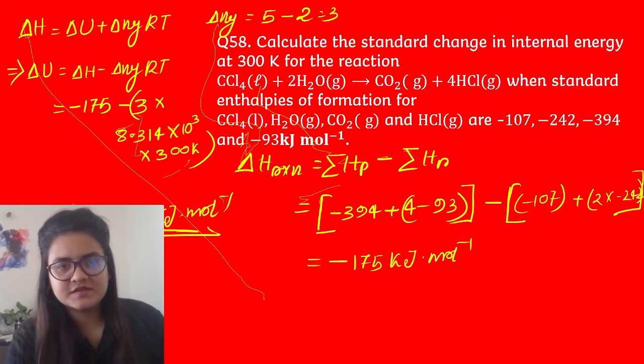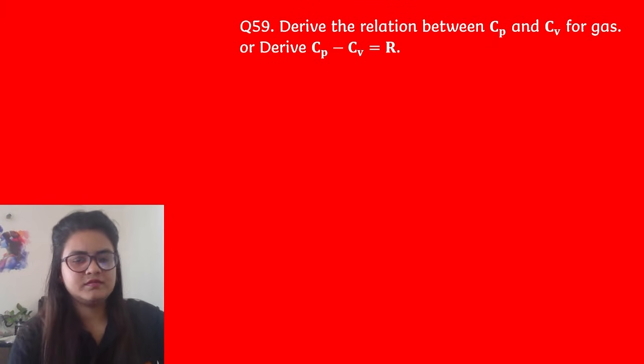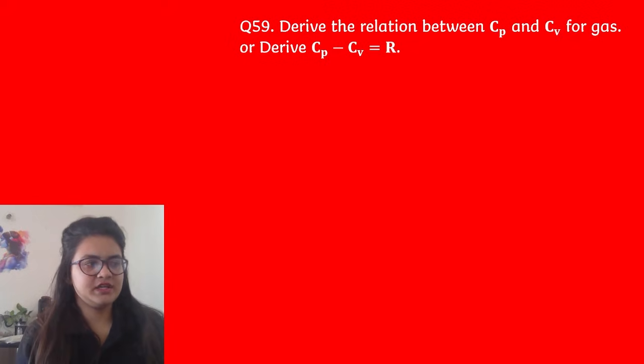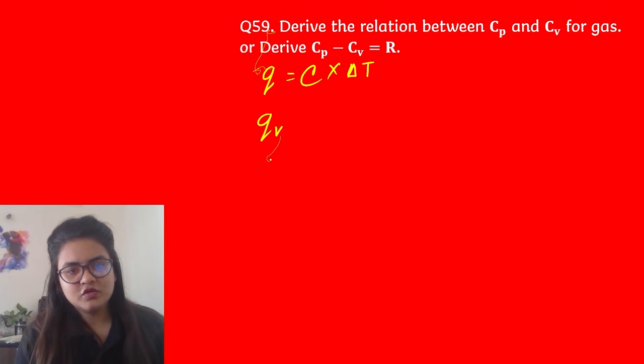Yes, let's proceed further. Derive the relation between Cp and Cv. That's a very important question actually. Cp minus Cv equals R, that you have to prove. So from where should we start? We know Q equals C into delta T, right? Now Q at constant volume and Q at constant pressure. So whenever Q is at constant volume, it will be Cv delta T.